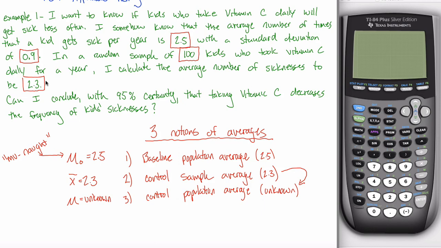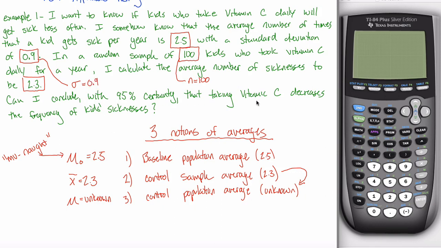So going through this problem, we already recognize that this 2.3 is x bar and this 2.5 is mu naught. You can label those if you want. We also have a sample size. We've been using the symbol n for that. We still will. So n is 100 in this problem. And then we have a standard deviation. And if you read this really carefully, this standard deviation corresponds with the population. Right? It goes along with this 2.5. So we're going to use the symbol sigma for that. Sigma is 0.9.